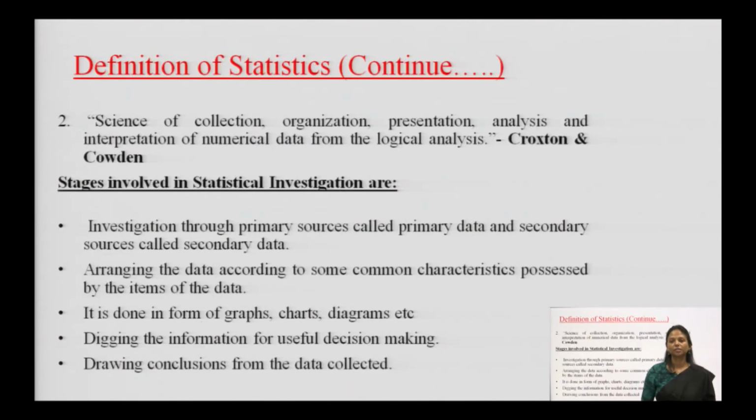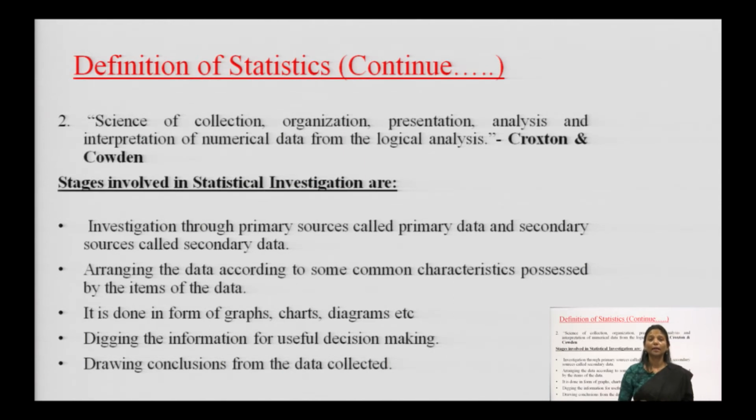There is one more definition which says statistics is the science of collection, organization, presentation, analysis and interpretation of numerical data from the logical analysis. Now, what does collection mean? Collection means investigating the data, done by the investigator, from two different sources. One is called primary and one is called secondary. What is a primary source? Primary source means you are doing it for the first time. It is first-hand and has never been used before. That data is called primary data.